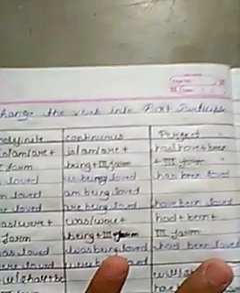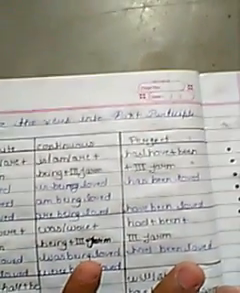Step 2. Change the verb into past participle. Now, here are the tenses: present, past, future. Present indefinite, present continuous, present perfect. Past indefinite, past continuous, past perfect. Future indefinite, future continuous, and future perfect.